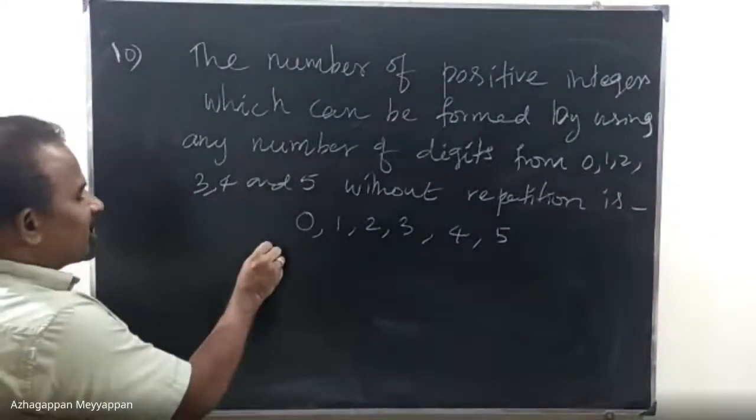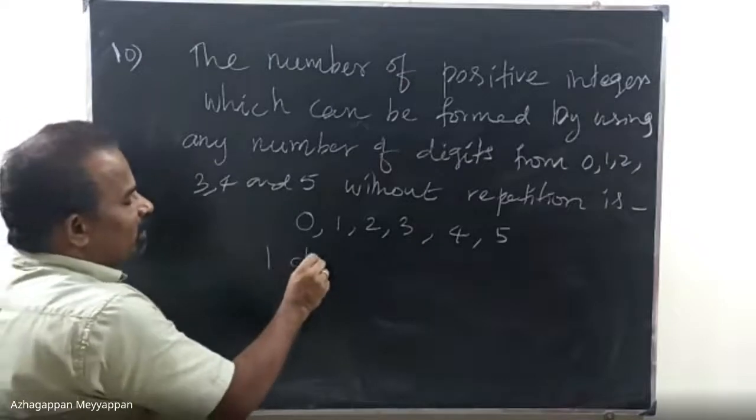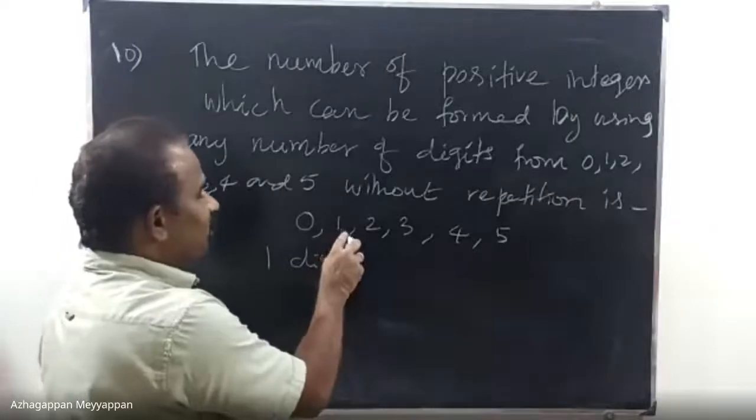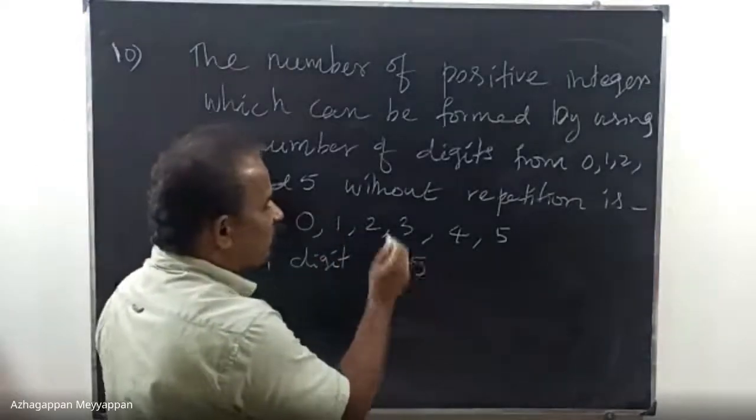How many single digit numbers can we make? So this is single digit. Therefore there are 5 single digit numbers we can make.